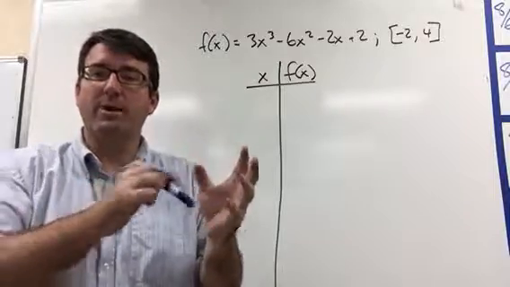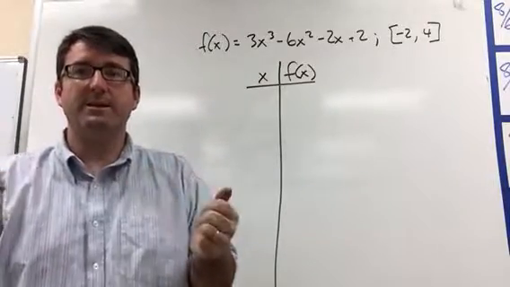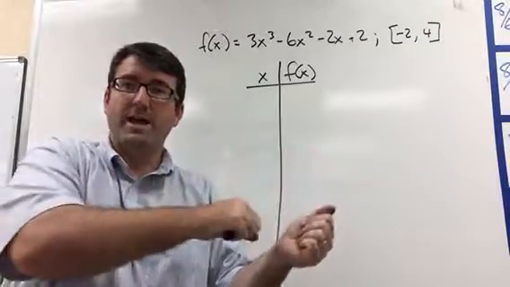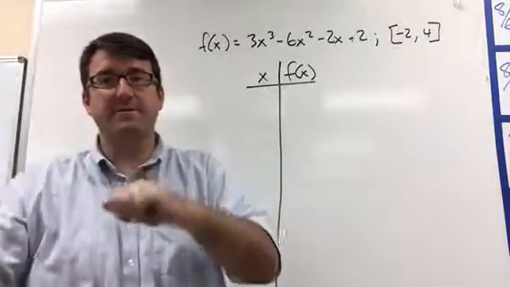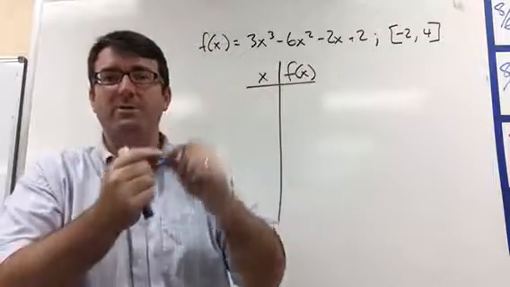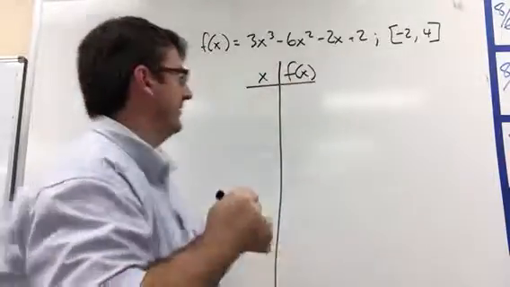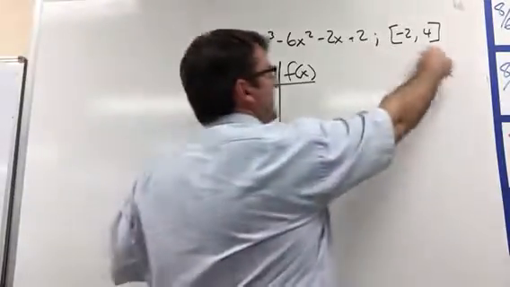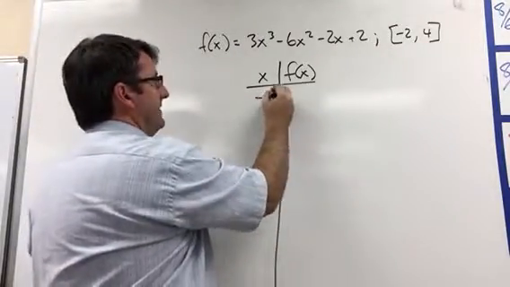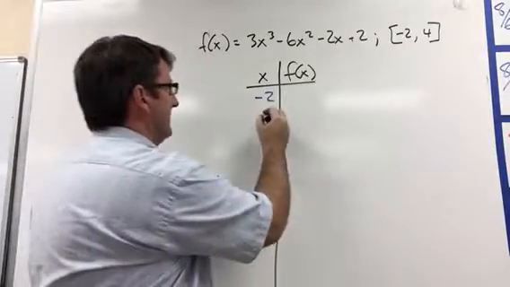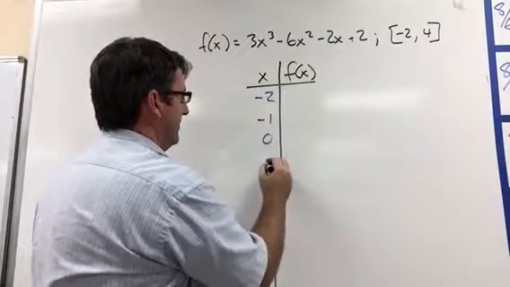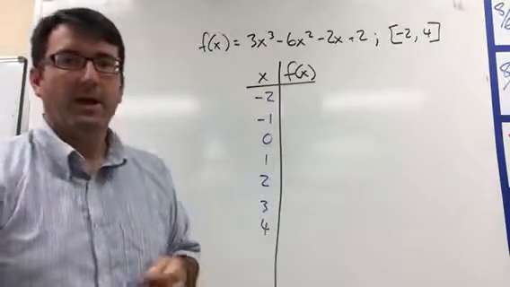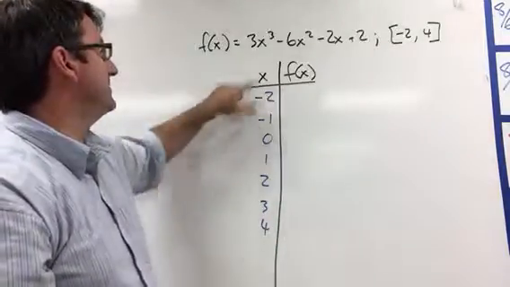And we're going to know that it crosses the x-axis using the intermediate value theorem. Because if it goes from negative to positive or from positive to negative, we know that somewhere in between it had to be 0. So let's start off by plugging in. We're going to plug in all the integer values from -2 to 4. So -2, -1, 0, 1, 2, 3, and 4. All right, and we just plug those in.